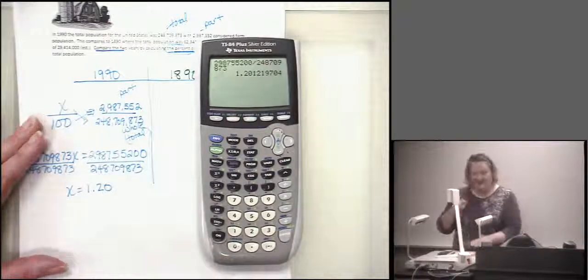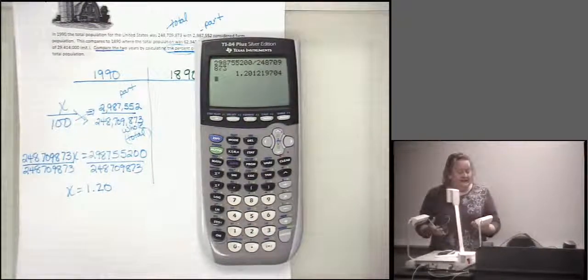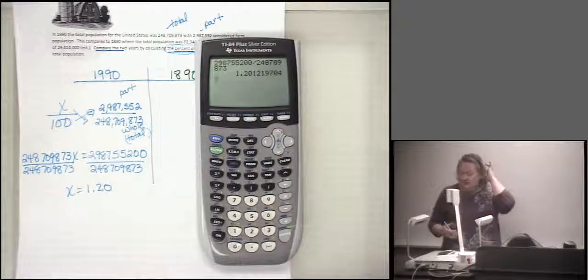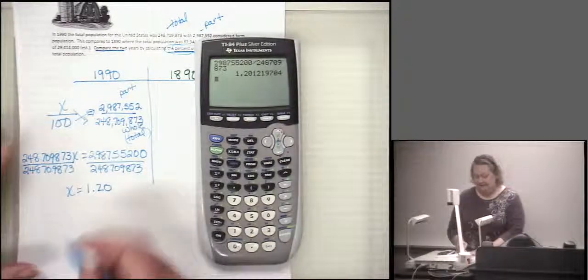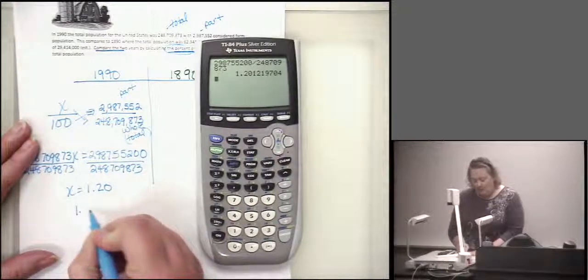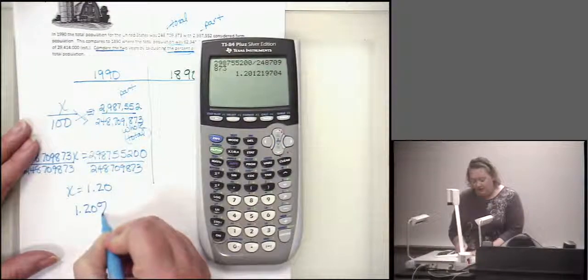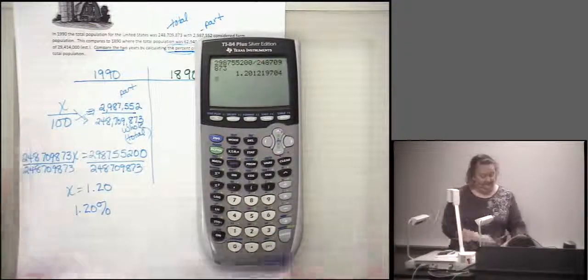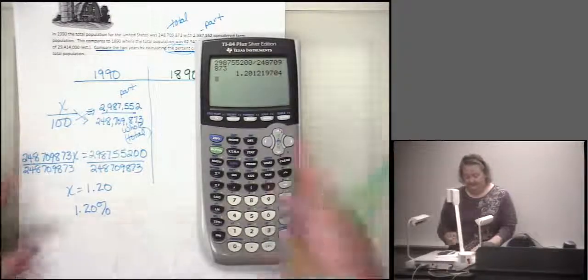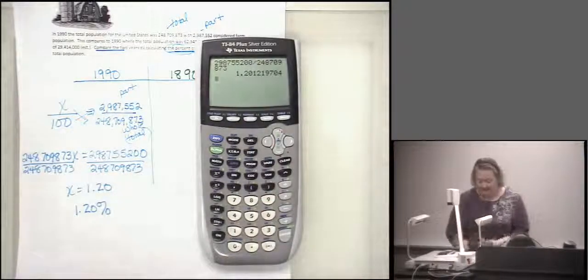And I'm going to take this out 2 decimal places. It doesn't tell us, but in my case, I'm the teacher for this problem, so I'll tell you to take it out 2 decimal places. So this is 1.20% of the population are farmers in 1990. Right there.